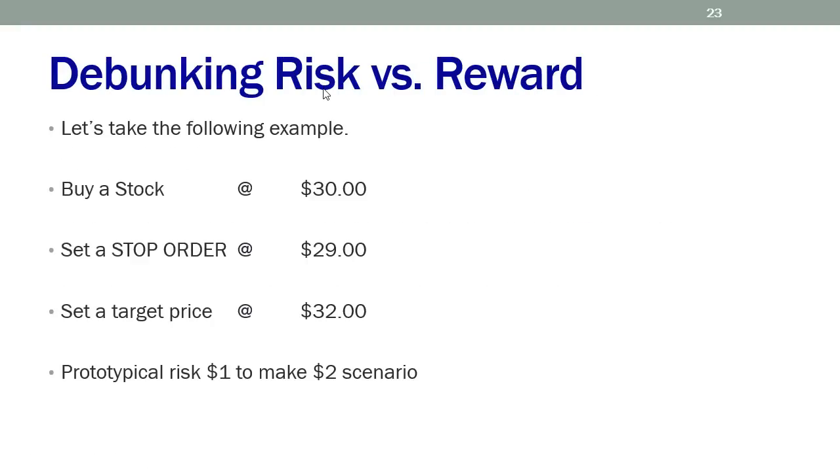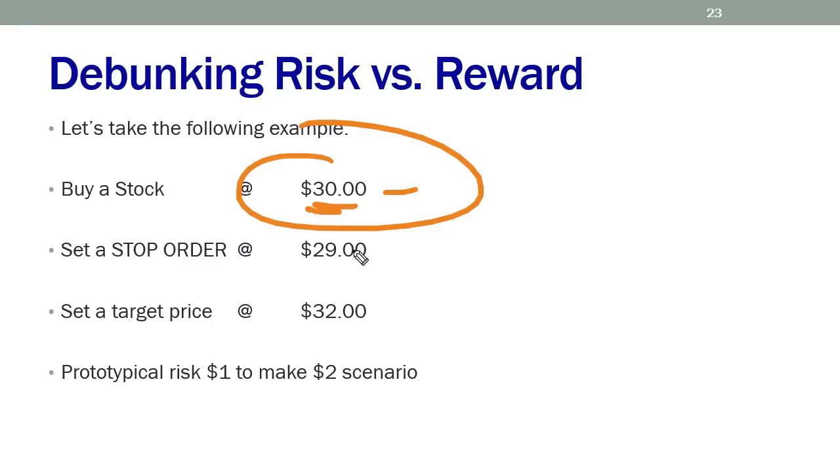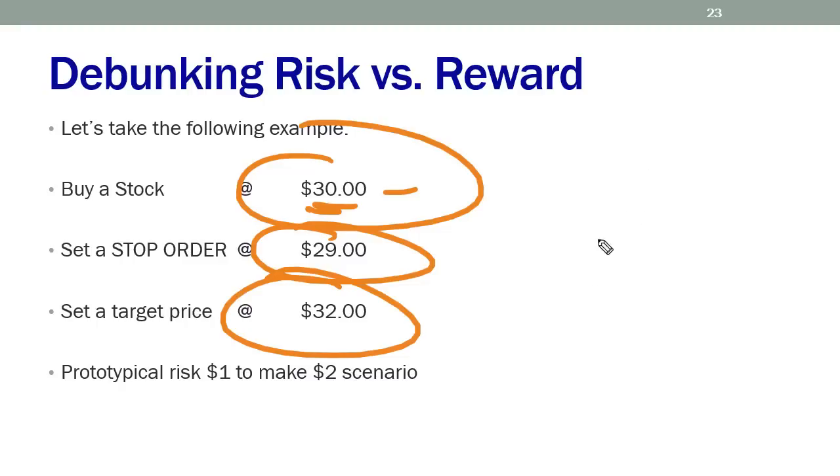Okay, let's take the first example, and we're going to go out and buy a stock. I don't care what you want to call the stock. Call it Apple, call it whatever you want. It's a $30 stock. There's not that many $30 stocks left, but it's a $30 stock, right? And you set a stop order at 29, and you set a target price of 32. So look, there's your stock, and you bought the stock.